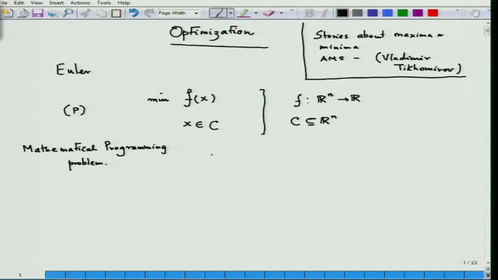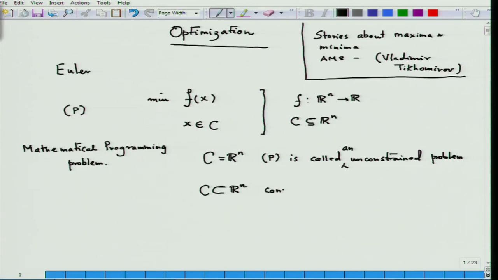Now here, if C is equal to R^n, which can be the case, then P is called an unconstrained problem. There are no constraints. We will spend quite a bit of time with unconstrained problems because they are the easier ones. While if C is truly a subset of R^n, then we call it a constrained problem. Now, if I just give you an arbitrary C, then it might be very difficult to figure it out, because at higher dimension how do I visualize a set C?